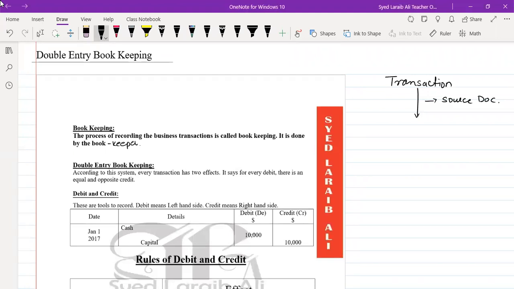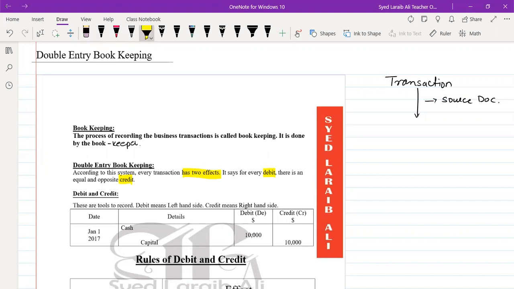The bookkeeping is basically done with the help of a system which is known as the double entry bookkeeping system. According to this system, every transaction has two effects. One is called debit and the second is called credit. It further says that every debit entry has an equal and opposite credit entry.